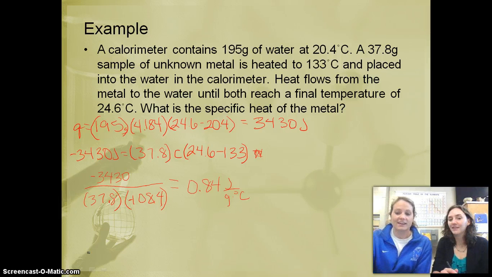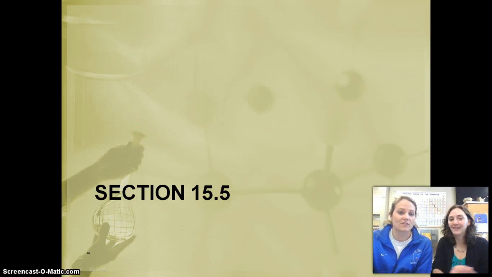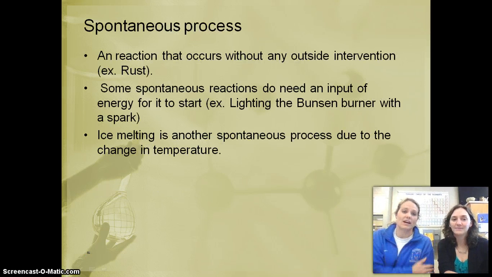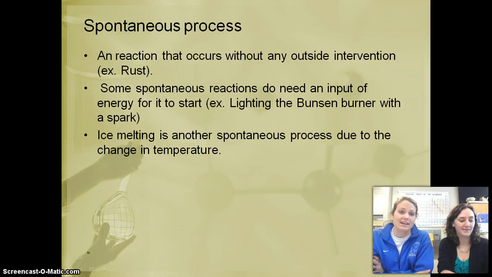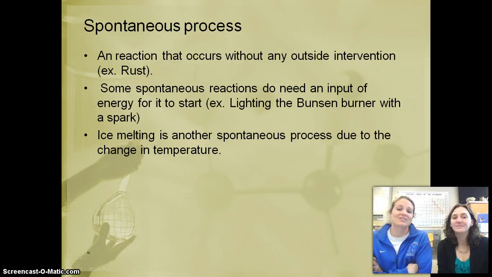All right, section 15.5: spontaneous reactions. Not spontaneous combustion. A spontaneous process in chemistry is a reaction that occurs without any outside intervention. So you've got your rust: oxygen and your iron just react and make rust. Some spontaneous reactions do need an input of energy to start, such as lighting your Bunsen burner. You have to give it just a little spark, and as soon as you've got that spark, it's going, and you don't need to put anything else into the process.